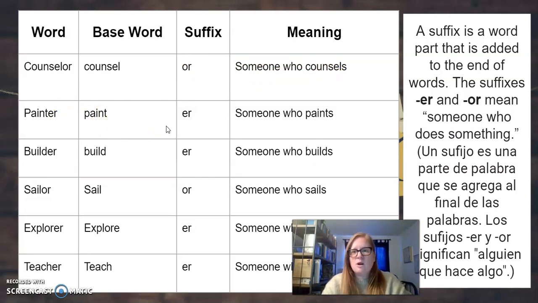A suffix is a word part that is added to the end of words. So the suffixes er and or always mean someone who does something. So I hope you remember doing this yesterday. If you don't remember doing this yesterday, I would go back to yesterday's and see what you might have missed out of that instruction.